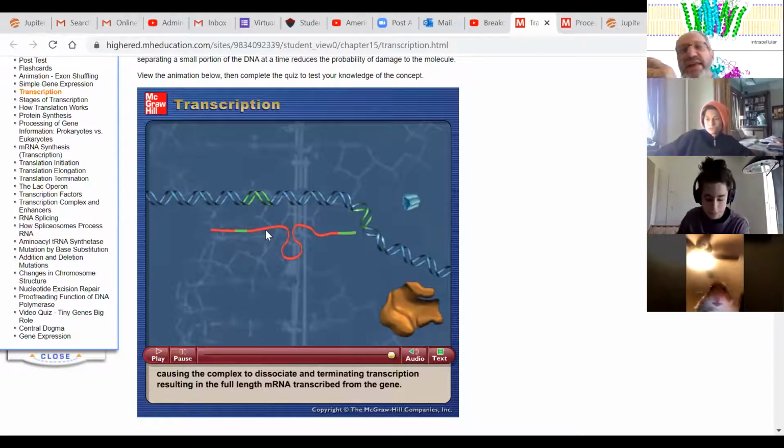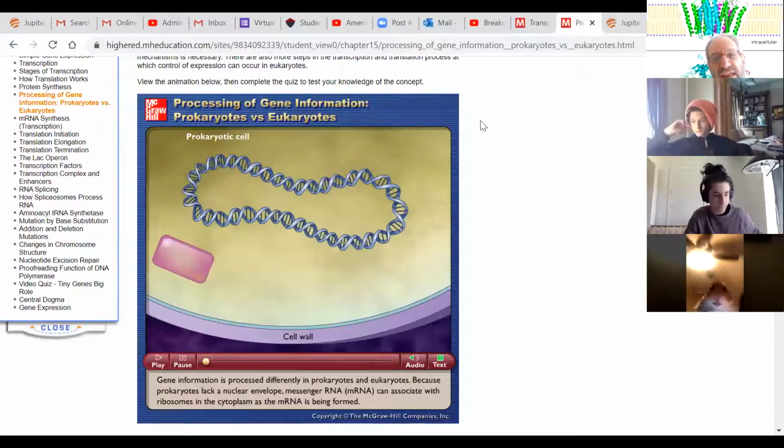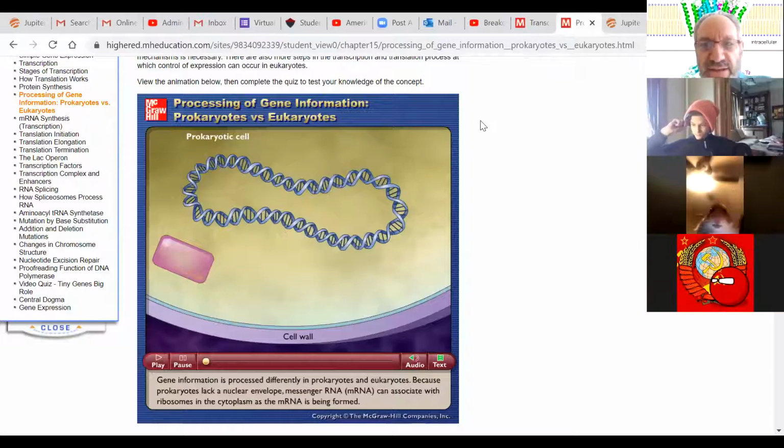Now let's move on to processing, gene processing. So once the transcript is made, different things happen. Turn the page. Different things happen with prokaryotes versus eukaryotes. And what we're going to look at is we're going to compare what is the fate of the RNA after it's made in the prokaryote versus the eukaryote. So here we go.